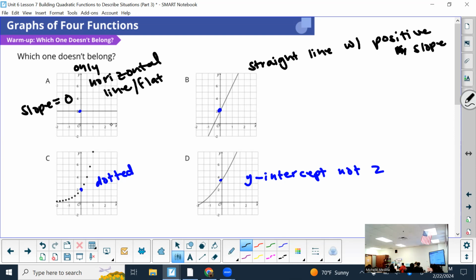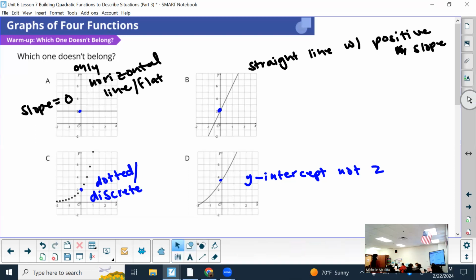One thing I would add is that we call dotted graphs discrete. That's the more mathy term for it, and the rest are continuous. So on C, the dots mean that it can't be the numbers in between the dots for the X, and it can't be the numbers in between the dots for the Y. The rest is continuous, so you could have decimals both ways. Everything in between. Okay, so good.